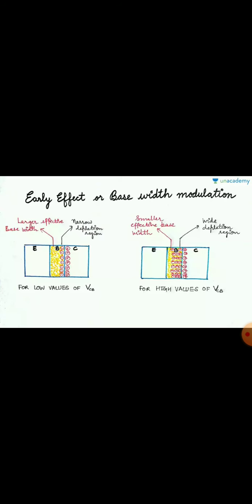So for higher values, due to the Early effect, the value of alpha increases. For example, it changes from 0.98 to 0.985, which means there is a small positive slope in the output characteristics. So the output resistance is not 0 here. This effect is called the Early effect, or otherwise the base width modulation.